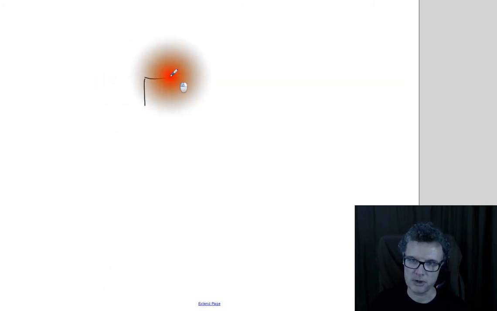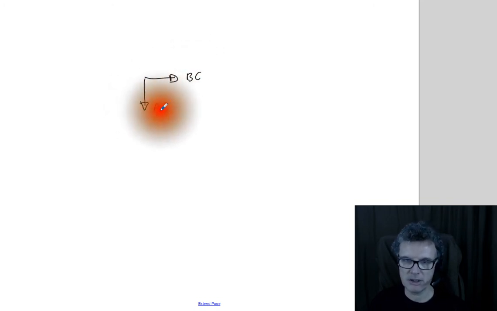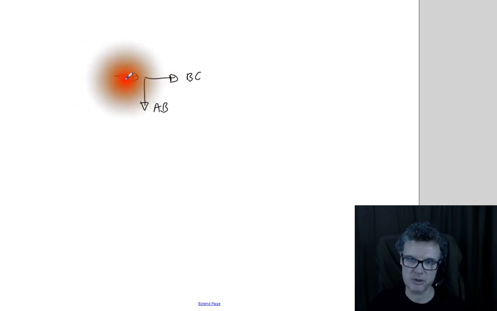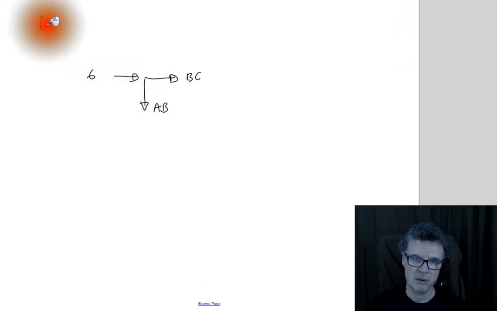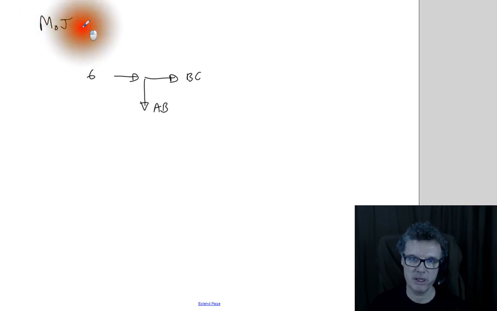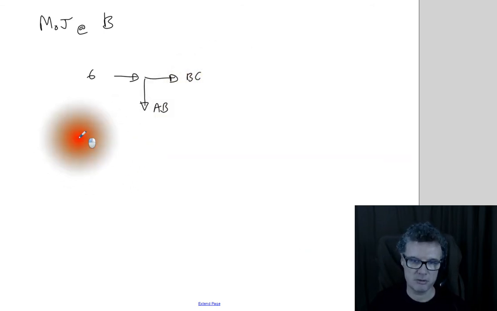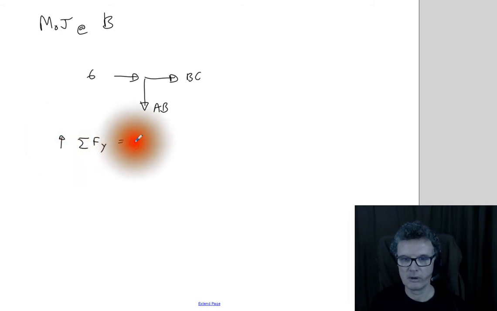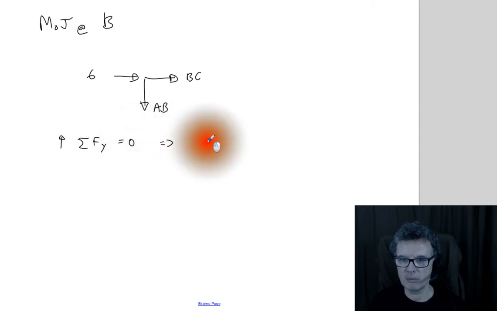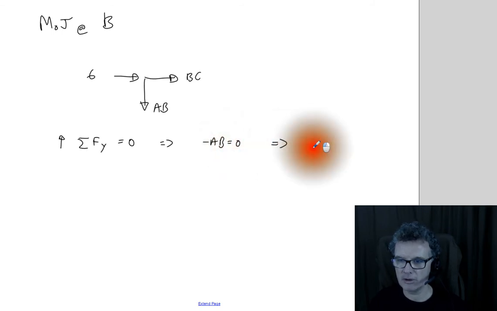So of that joint, we've got BC going off in this direction. We've got AB going down in this direction, and we've got this applied force of 6 newtons going there, and we're doing method of joints at B. Which is the first one to choose? I should really choose summing up forces in the y direction. So therefore I have minus AB equals 0. Therefore AB equals 0. That's straightforward.